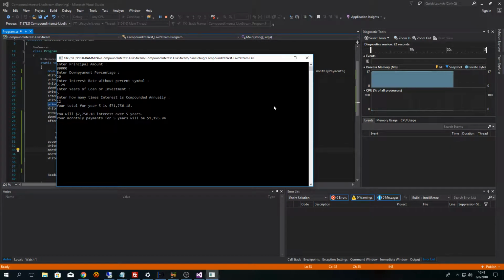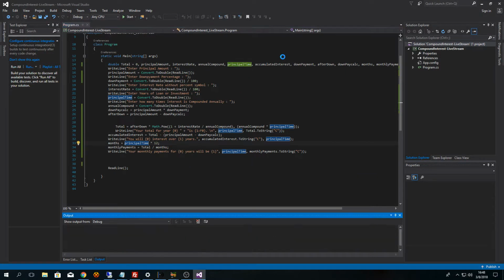There we go. So if you get a loan for $80,000 and you pay 20% of it up front, and your interest rate is 2.29%, and you have 5 years to pay it off, you'll be paying $71,756.18 in 5 years. You'll be paying $7,756.18 in interest, and your monthly payments will be $1,195.94. So let's try this with a mortgage.